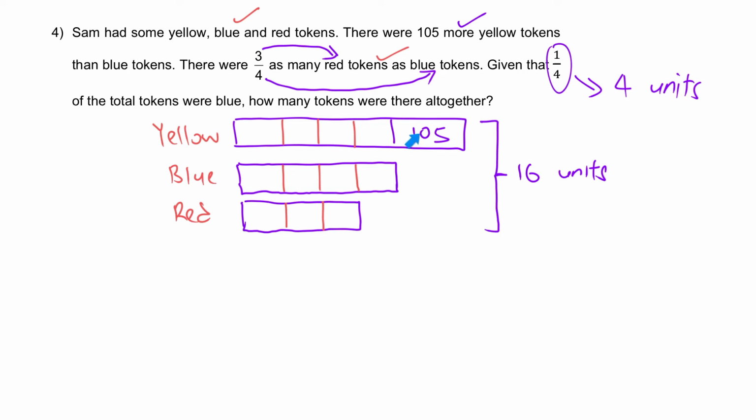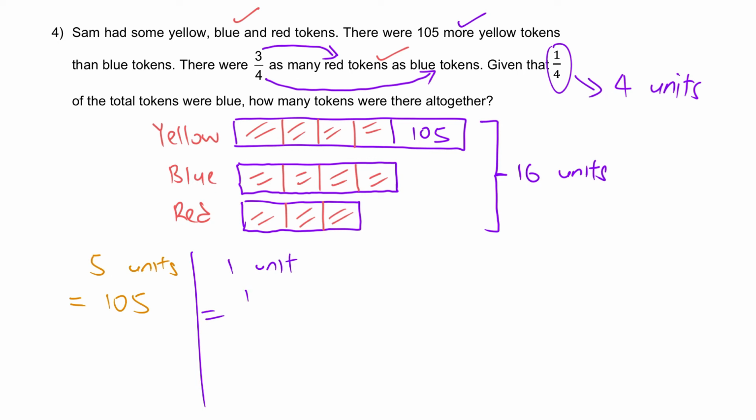Then from here, can we figure out how many units is 105? So we can count. We have 1, 2, 3, 4, 5, 6, 7, 8, 9, 10, 11. 11 units, which means this must be 5 units. So step 1, 5 units is equal to 105. 1 unit is 105 divided by 5, that will give you 21. Every unit here is 21.